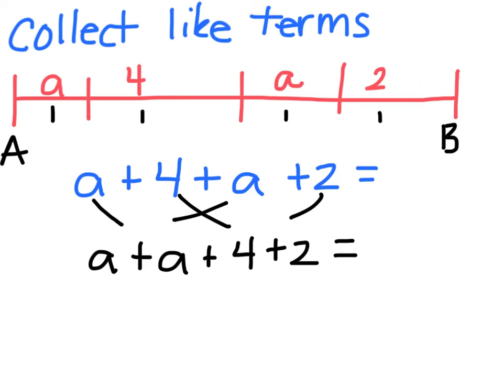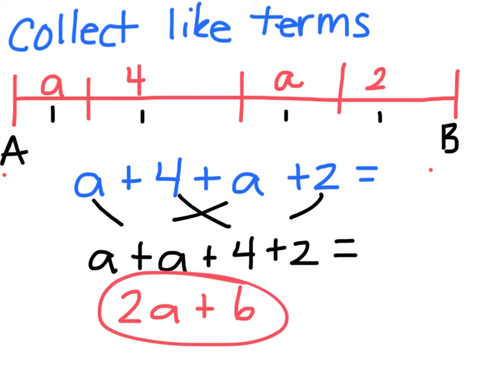Now we evaluate or solve. We have 2A's, plus 4 plus 2 is 6. So here is our final answer. The distance between point A and point B is 2a plus 6. It seems like a weird answer, but there it is. Let's try another problem like this.